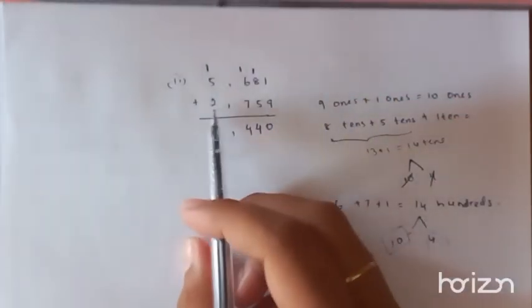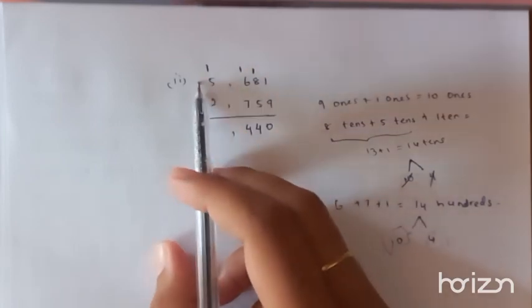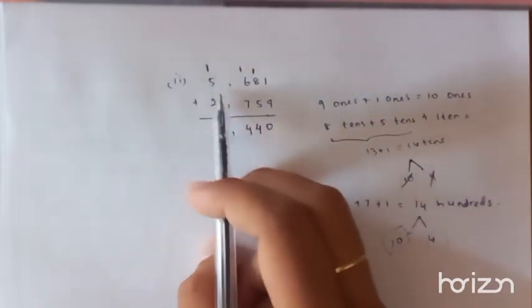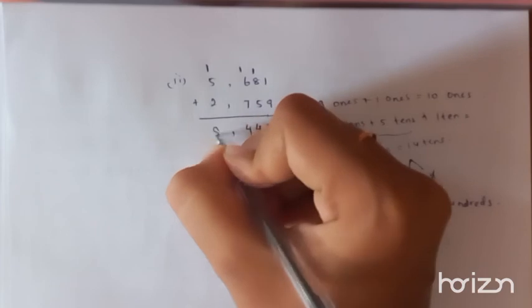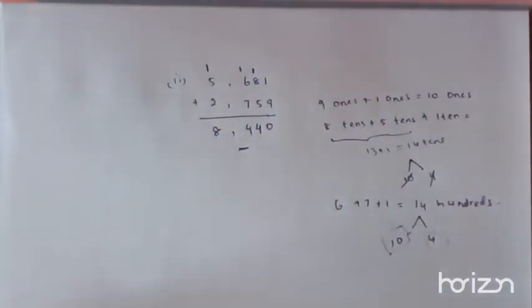So now we have 5,000 add 1,000 is 6,000. 6,000 add 2,000 will be 8,000. So the final answer of this question would be 8,440. And that is how we work out with addition and regrouping or using the column method.